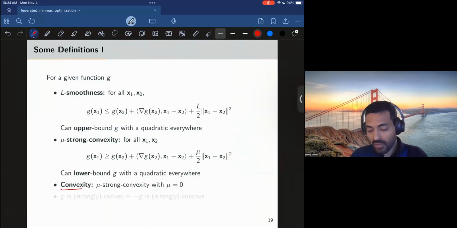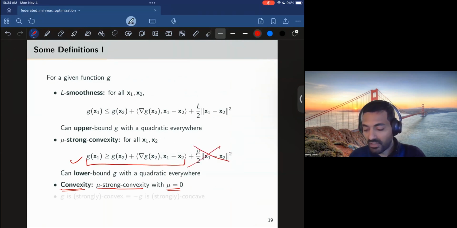If, instead of strong convexity, we have just convexity, then it means that we have a mu strongly convex function where mu is zero, right? So if in this inequality your mu is zero, then this term disappears and we are left with just this much. And this is the standard definition of convexity, that the tangent of the function lower bounds the function at every point, right?